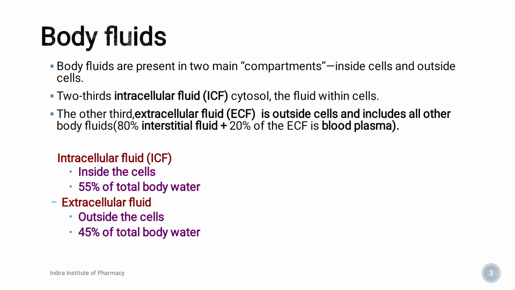So it includes all other body fluid other than that which is present in the cytosol, or you can say which is present in the cell. So the composition of extracellular fluid is 80% interstitial fluid, and 20% is blood plasma. So if we see the ratio of intracellular fluid and extracellular fluid, 55% of the total body water is present inside the cell, that is the cytosol of the cell, and 45% is the extracellular fluid outside the cell.